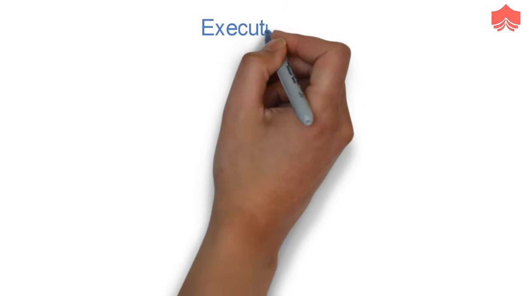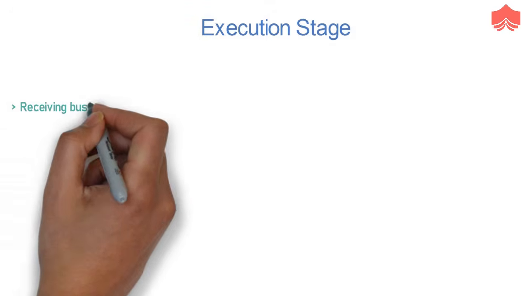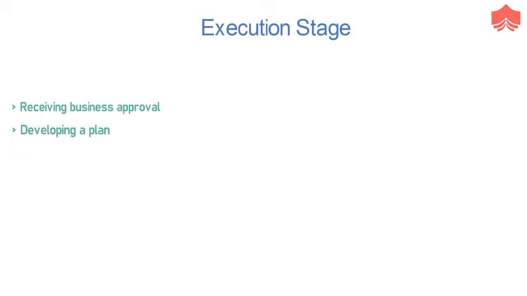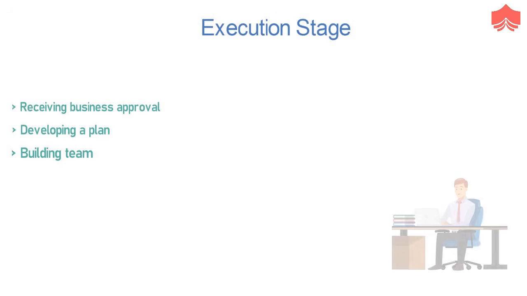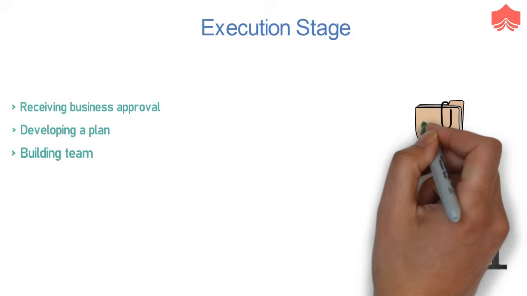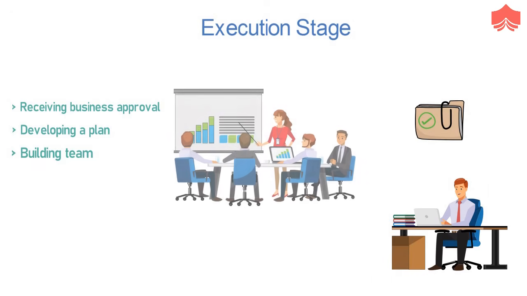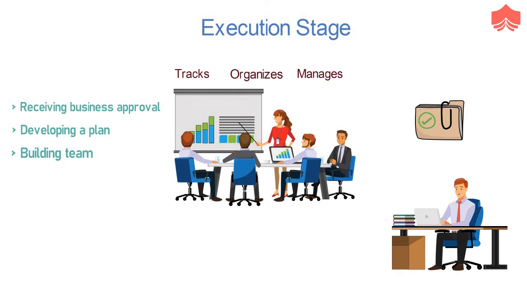After planning, we reach the execution stage. In the above 2 stages, we worked on receiving business approval, developing a plan, and building our team. Now it is time to start working. In this phase, we will turn our plan into action. The project manager makes sure that the work is on track. He organizes team members, manages timelines, and makes sure that the work is done according to the original plan.